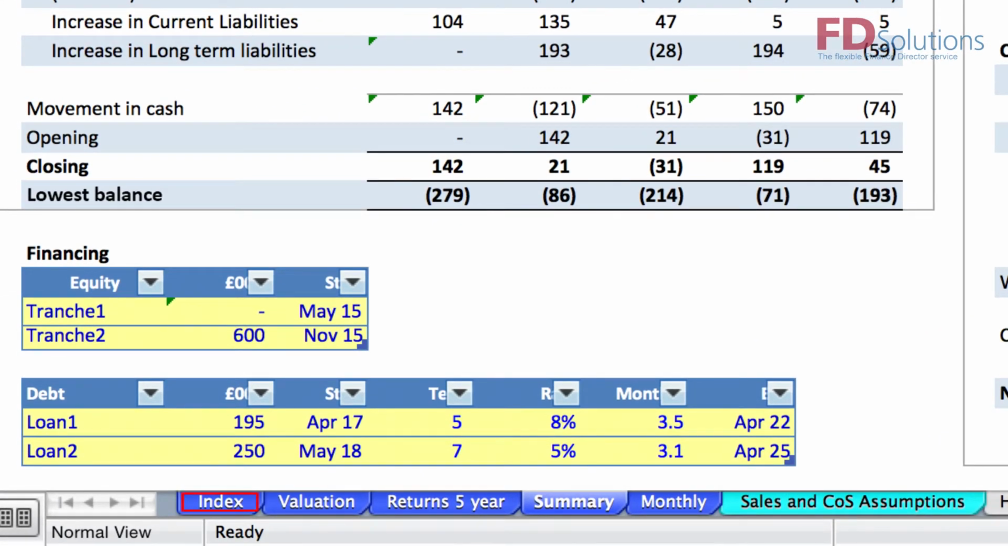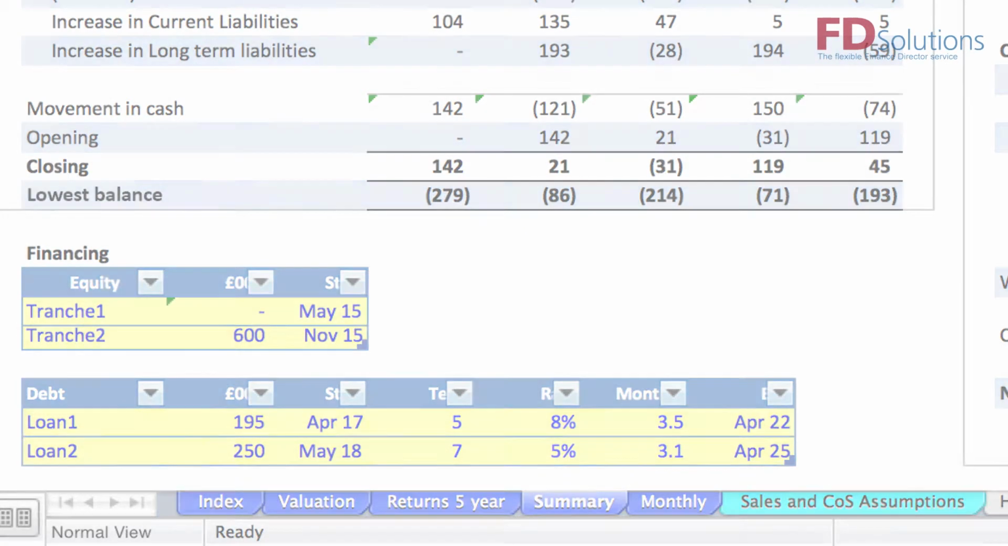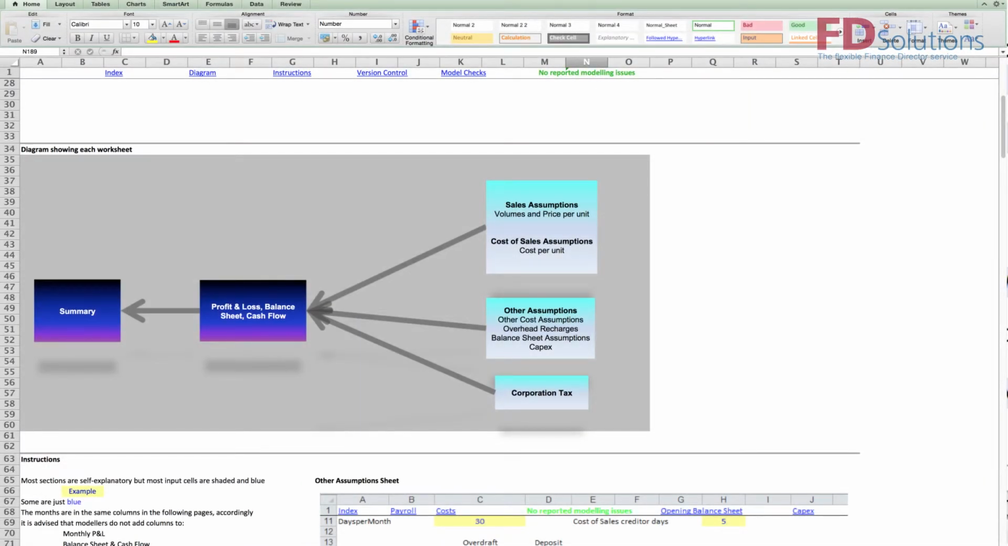Behind this, as represented by the index, there's a summary page. There's a profit and loss, balance sheet and cash flow in detail, which we've just looked at the summaries of, and the sales assumptions, the cost of sales assumptions, the other assumptions, and a corporation tax working. We've got instructions as to how to present this. The model checks we can go to there. And that's a complete model.